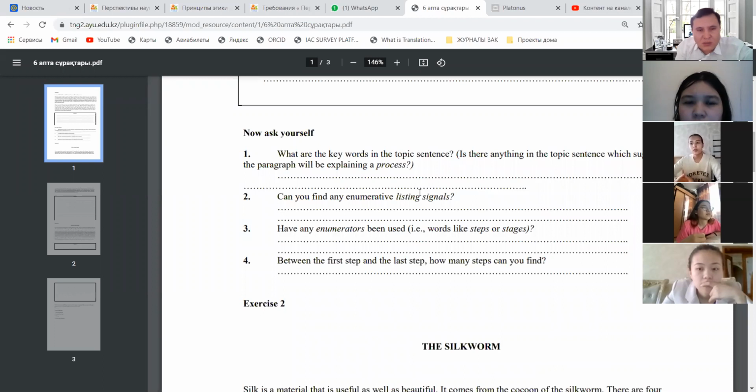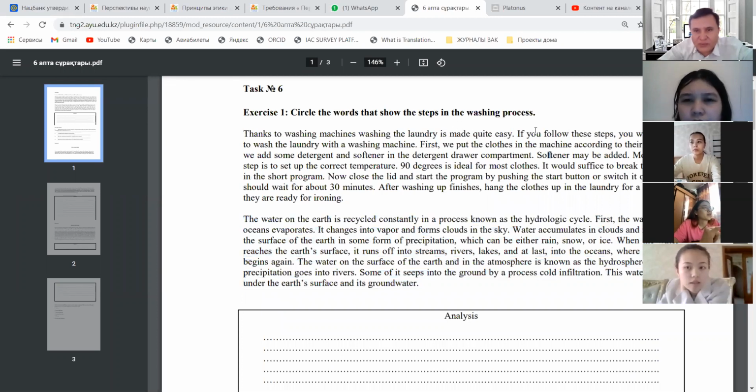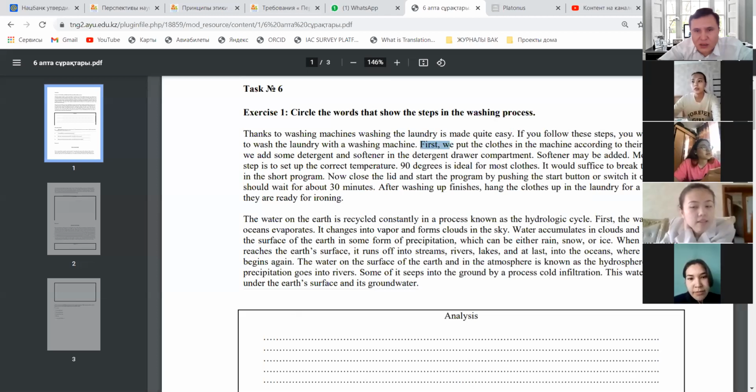Okay. Between the first step and the last step, how many steps can you find? First and last. In my topic, there were 4 steps. I think 4 steps. Okay, let's find them. First, later. This is the first later step. First, okay, the last one, afterwards, then. Let's find out how many between them.